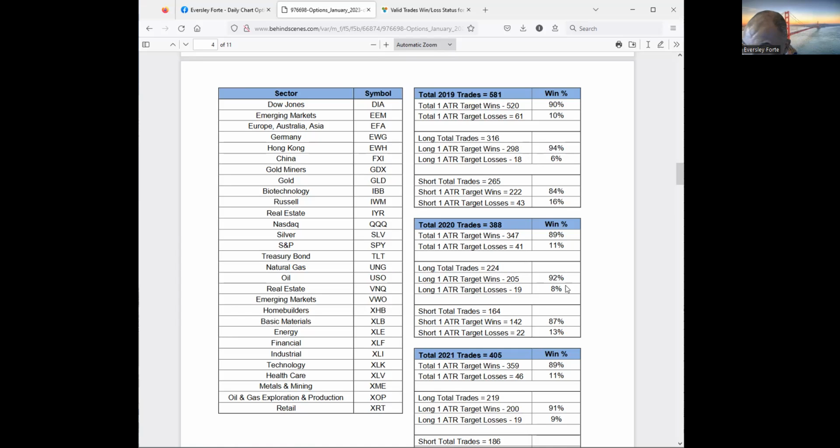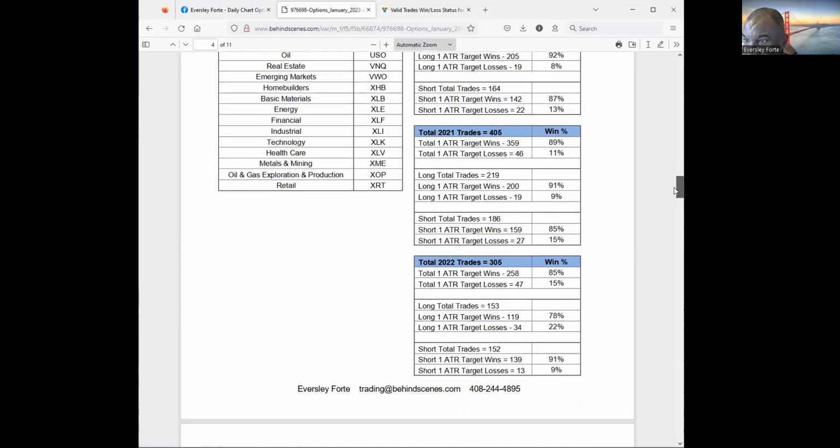Okay. So 2020, 92% wins on the long side, 87% wins on the short side, with 388 potential trades. 2021, 359 trades, 89% overall, 91% winners on the long side, 85% winners on the short side. This is usually what we see, 90-something percent long.